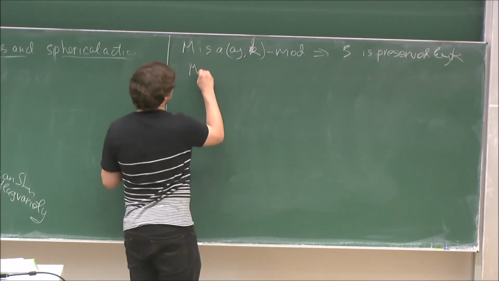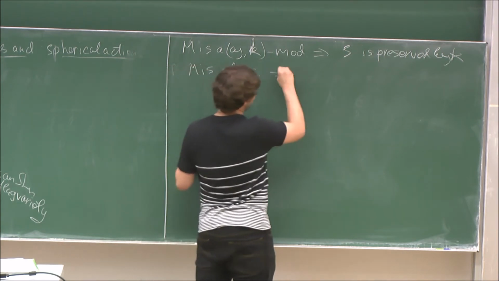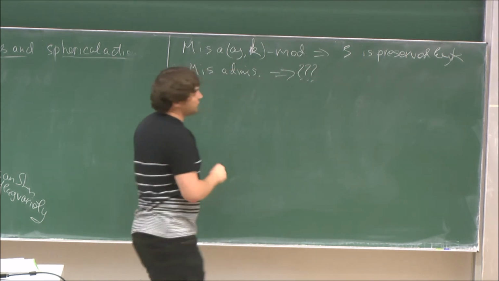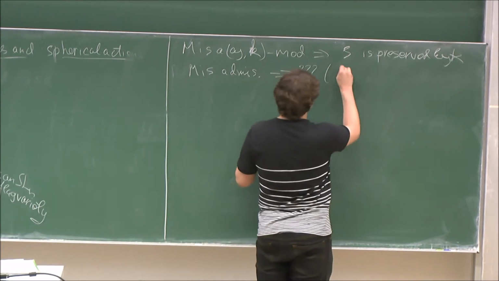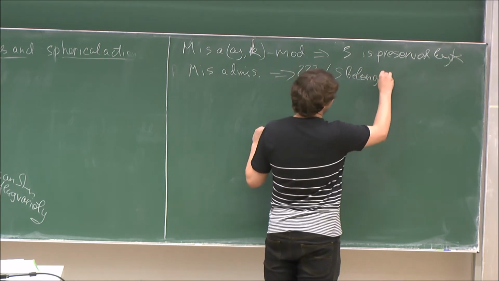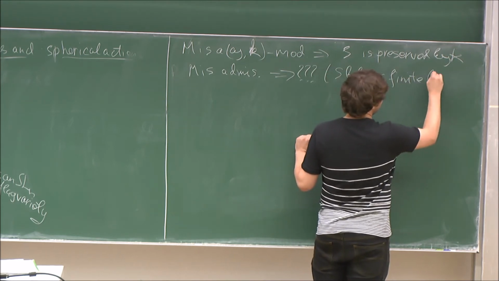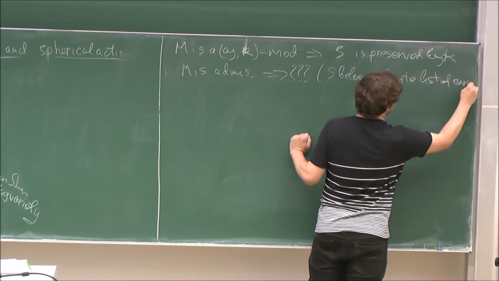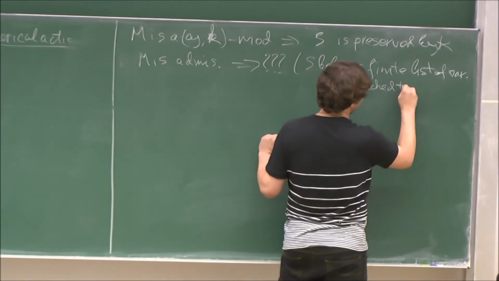What does it mean that M is real? It's not so simple to describe what that really means, but one could figure out that this really means that S belongs to some not so easily describable finite set of varieties, some varieties attached to G and K.